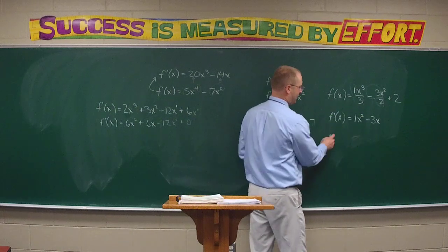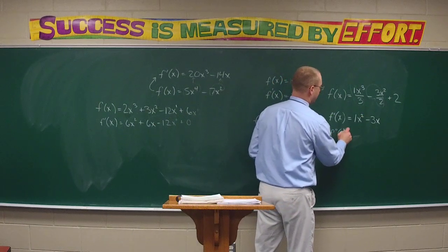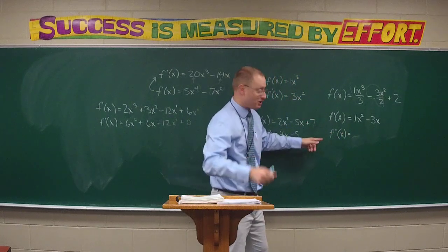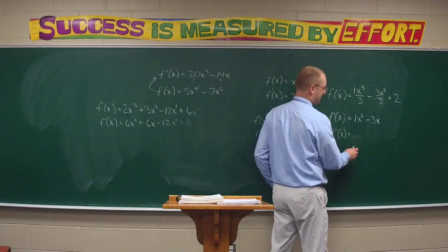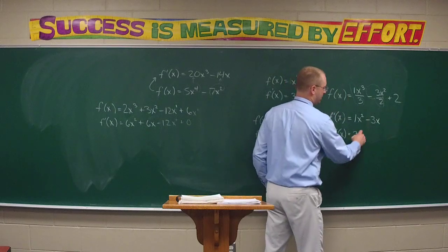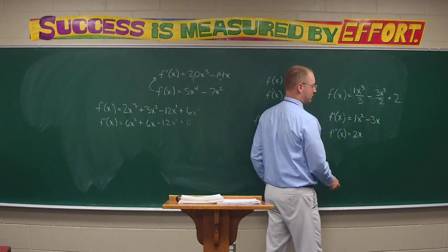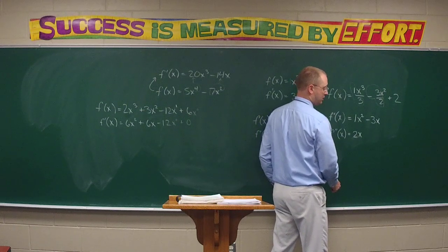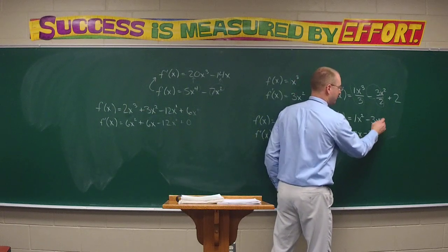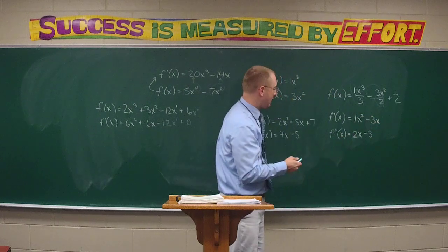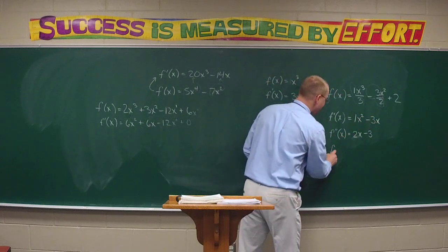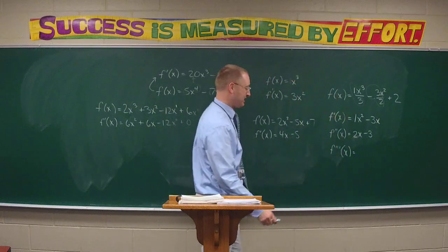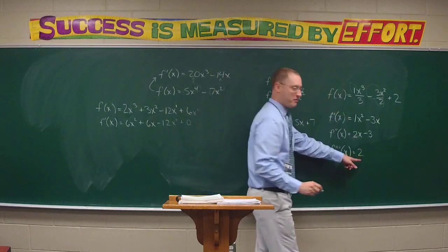By the way, I could take a derivative of a derivative. I could take a derivative again. What would the derivative be now, Jamie? 2x. Negative 3, because 1 times negative 3 would be negative 3. By the way, I could take a derivative of this. What would that be, Quentin? 2. Just 2. Could I take a derivative of that?